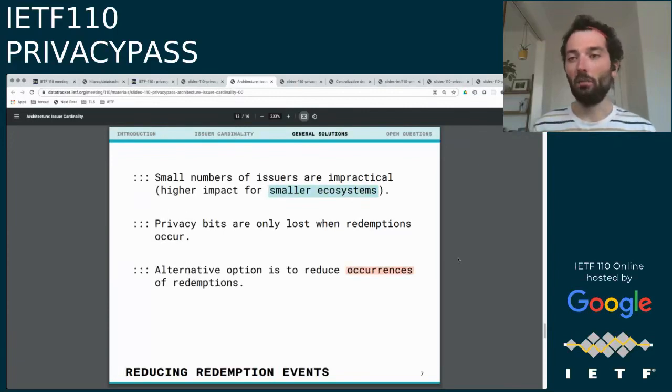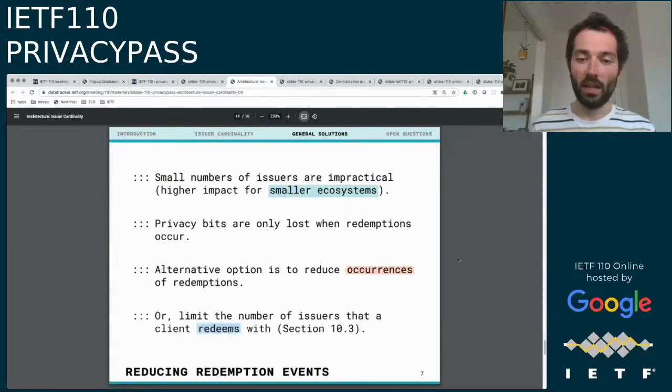The alternative option is to reduce the occurrences of these redemptions, or, next slide, to limit the number of issuers that a client can redeem tokens for. So in this scenario, a client would only hold tokens for, say, 4 different issuers, and so when a redemption is triggered, it can only redeem tokens for those issuers. And then when a client receives tokens from a new issuer, it would drop old tokens off the stack, and in doing so, keep that small set of tokens. So then, next slide, please.